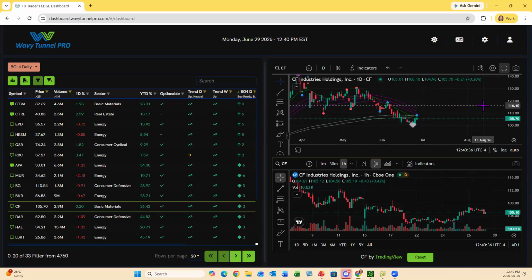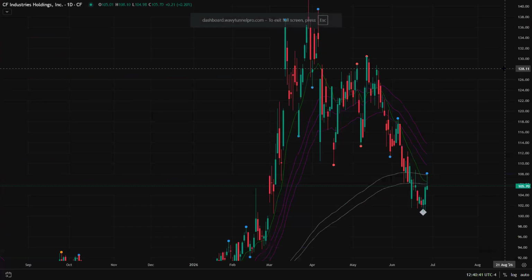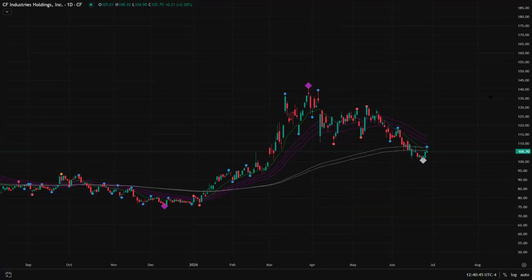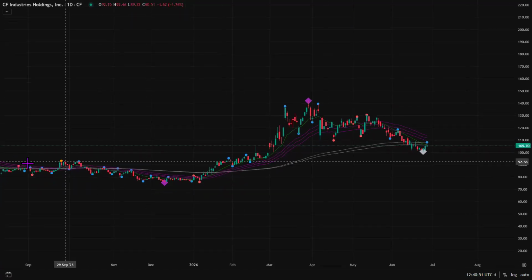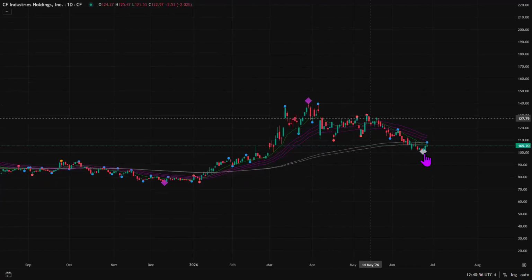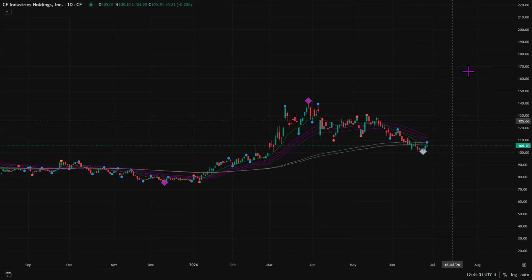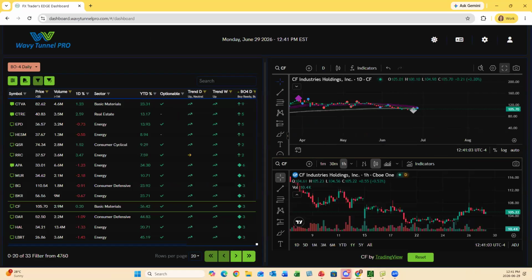I would like to see us closing above the filter. This is a nice setup. Let's just open it up. Yeah, this is quite nice. I mean, it's not as strong of an uptrend as some of the others, but we do have a nice ABC consolidation. So this might be okay. I'll put it on the watch list. And it's already up 36% for the year.